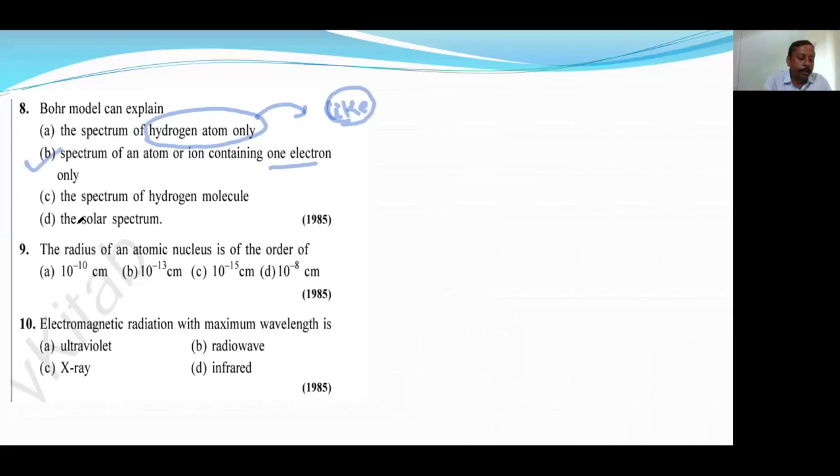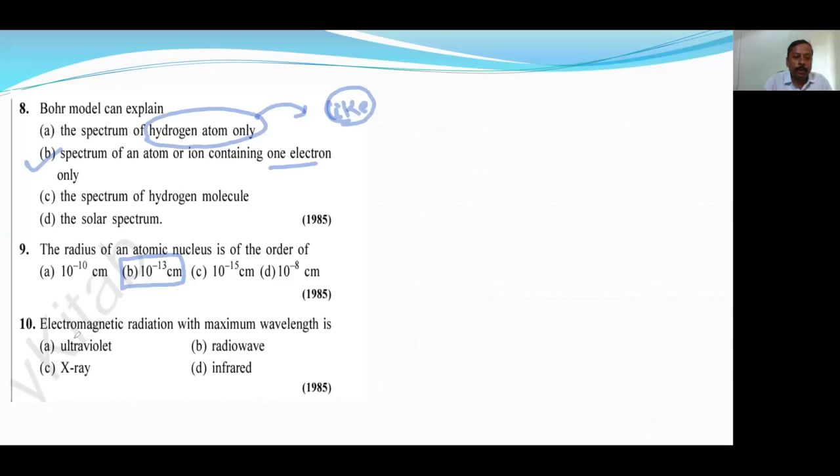Then ninth, the radius of an atomic nucleus is of the order of 1 Fermi. What is the answer? 1 Fermi means 10 to the power of minus 15 meters. See here units are changed, therefore 10 to the power of minus 13 centimeters.